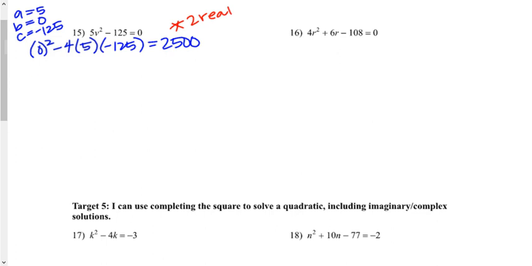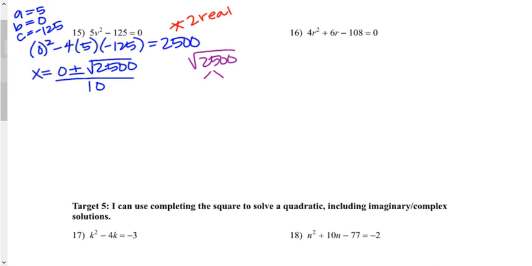And now my quadratic formula. X equals negative b, or just 0, plus or minus the square root of b squared minus 4ac, which is 2500, I just found out, all over 2a, which is 10. And then off to the side here, I'm going to actually simplify 2500.